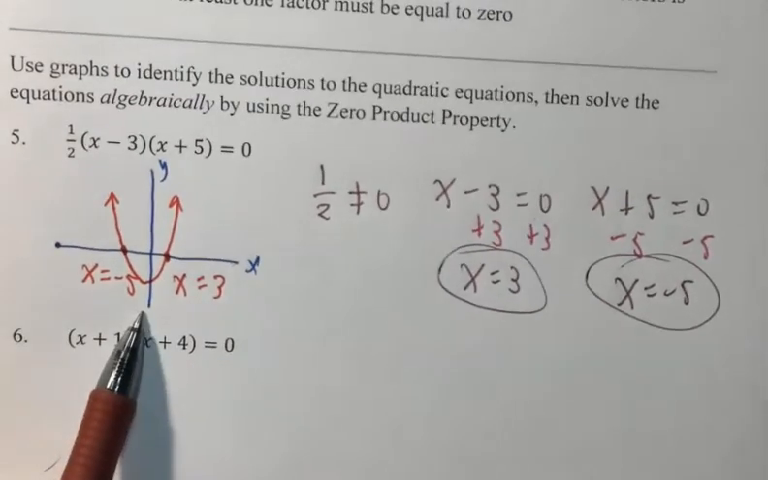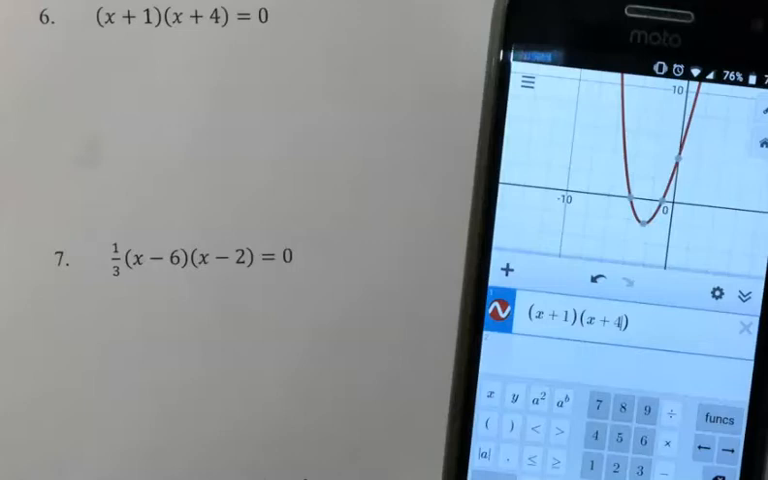And this is your other solution. Question number 6. We have the quantity x plus 1 multiplied by the quantity x plus 4, and that is equal to 0. So again, I've typed in x plus 1 times x plus 4 into my Desmos graphing calculator, and it has produced this graph.